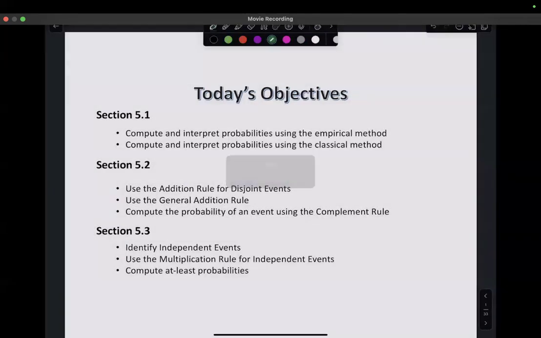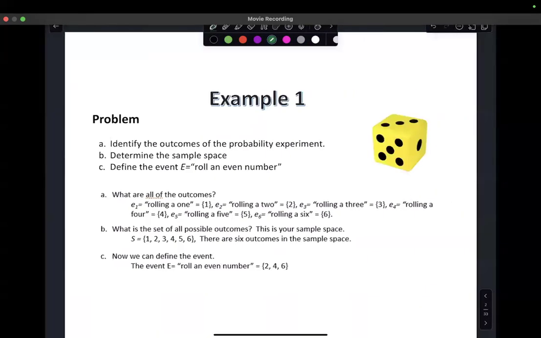All right. So starting with a little bit of terminology and different ways to talk about events and outcomes, and I'll show you which one you're going to be expected to know for the test. So first, let's talk about the outcomes.